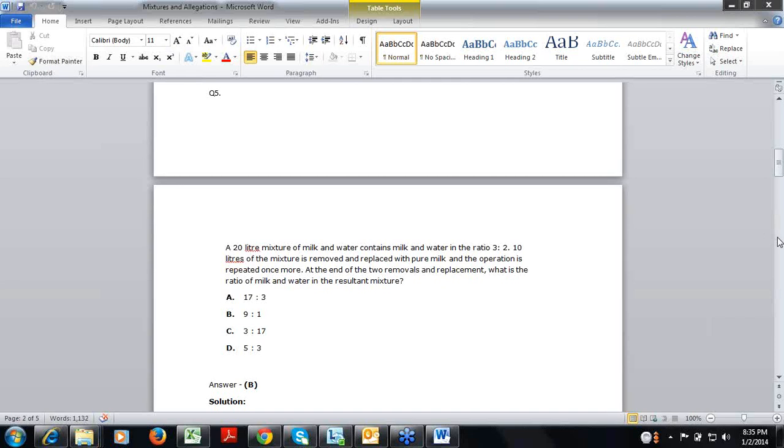Okay, Shaunak. Okay, let me explain. So it's written 3:2. So 20-liter mixture. So obviously it's 12 is to 8. That is the milk and water it will have.